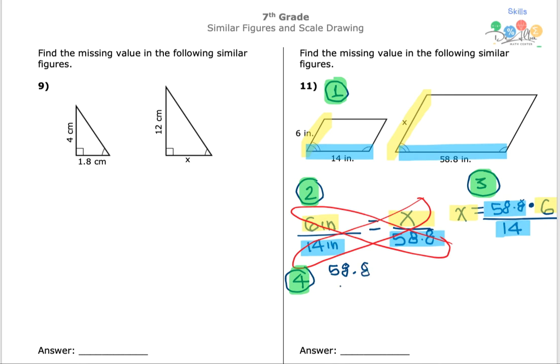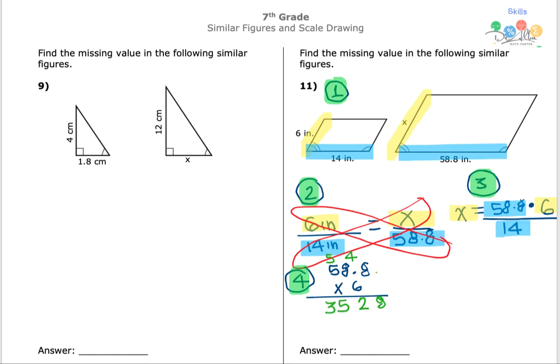58.8 times 6. When you multiply, one good strategy is to put the number with more digits on the top. Let's get started with the multiplication. 6 times 8, 48. 8 and we carry 4. 6 times 8, 48. 48 plus 4, that's 52. 2 and we carry 5. 6 times 5, 30. Plus 5, that's 35.